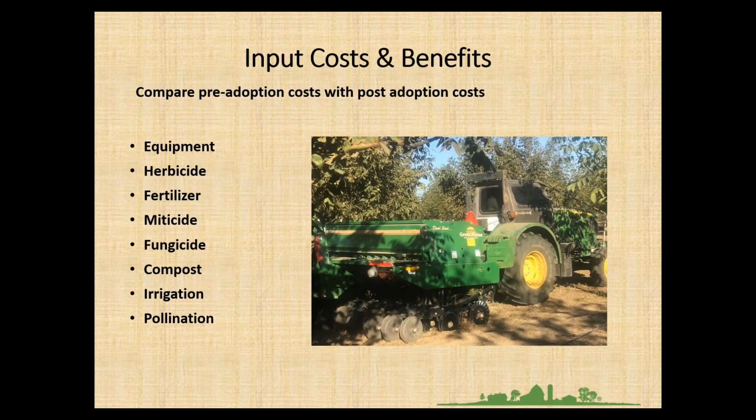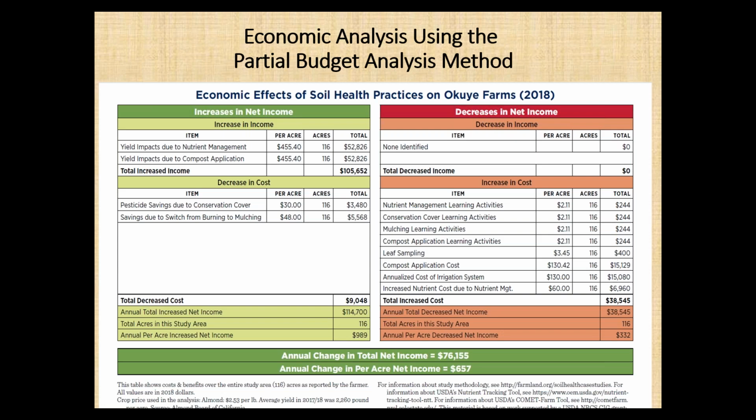To calculate and determine the economic benefit and cost analysis, we survey the farmer and obtain his costs for inputs in his farming operation. The back page of the case study includes the economic analysis through AFT's partial budget analysis method.